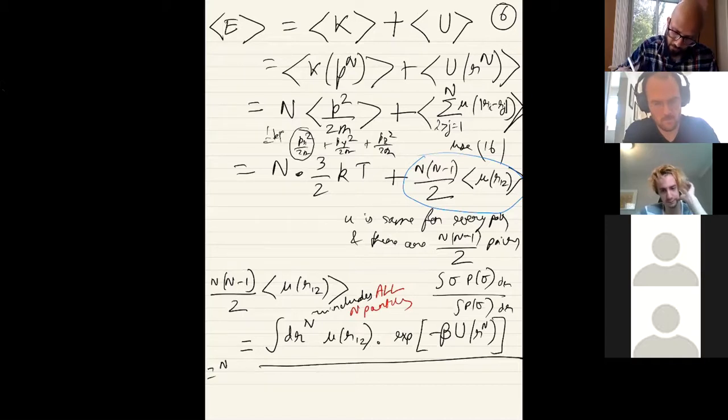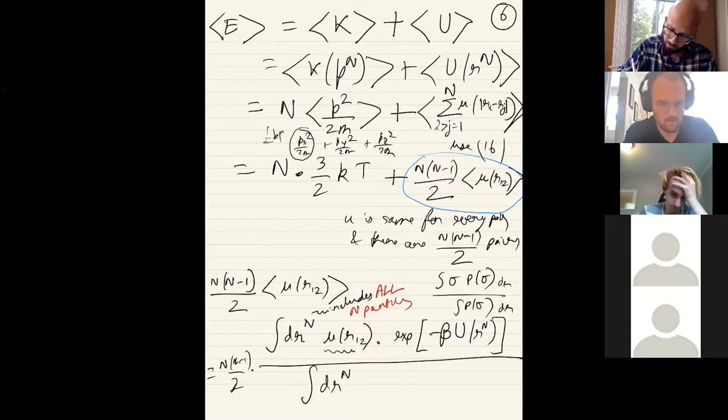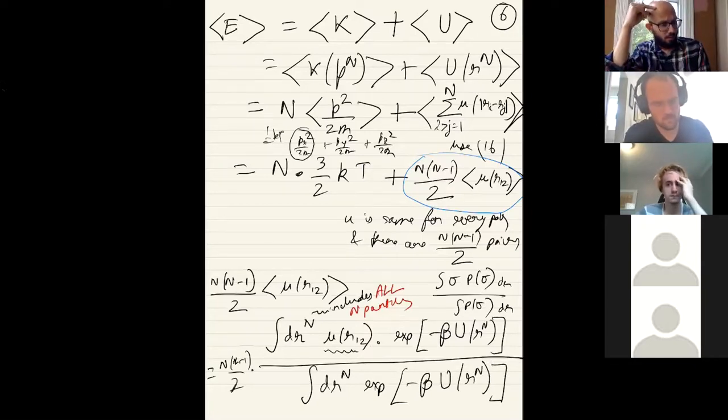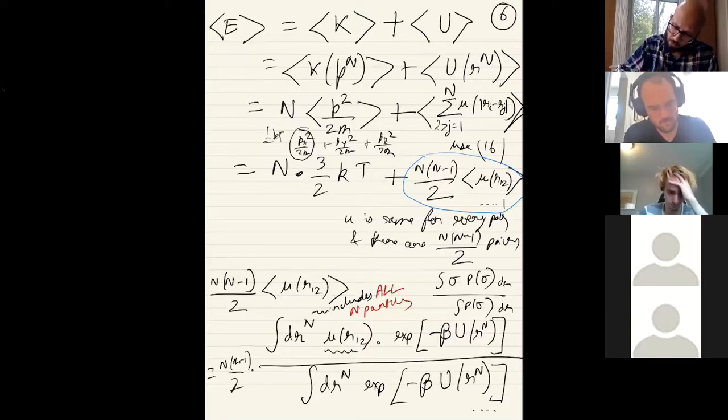And I'm forgetting the n minus 1 by 2 thing that we had; that needs to stay on the side. When we normalize it, we keep the same thing, but the denominator is the integral of exp of minus beta capital U of R to the power n. That's where we are at. Let's call this equation 17. Let's call this equation 18.